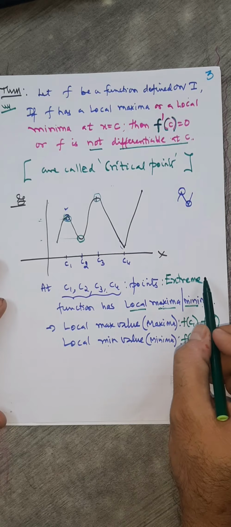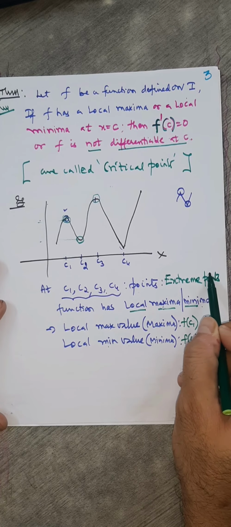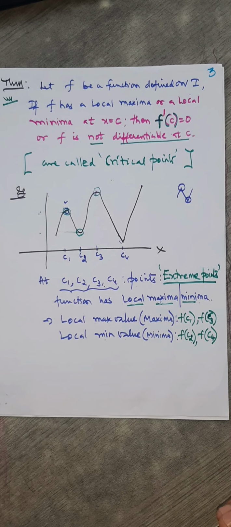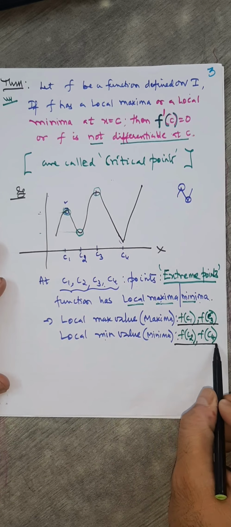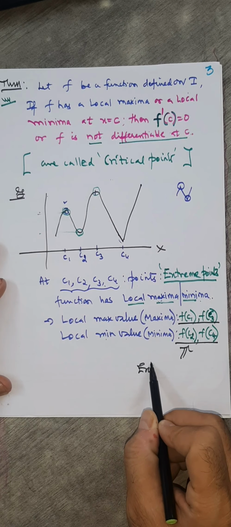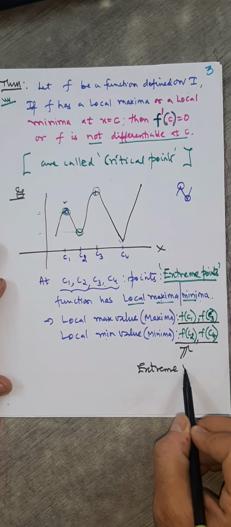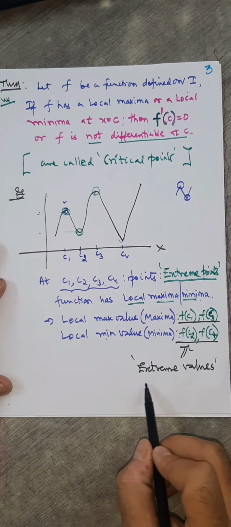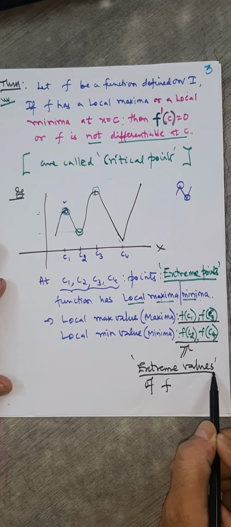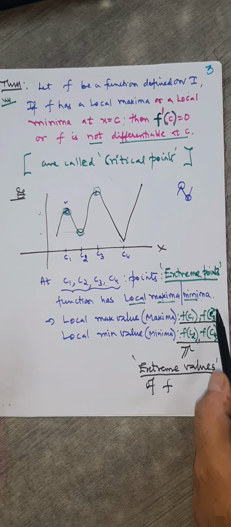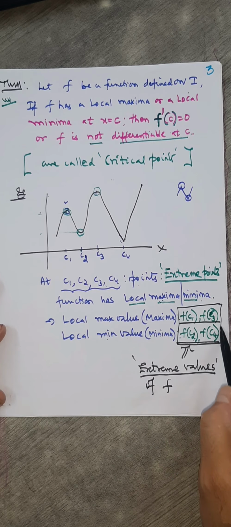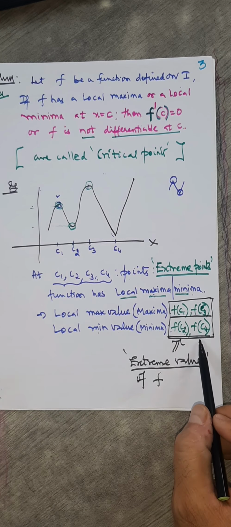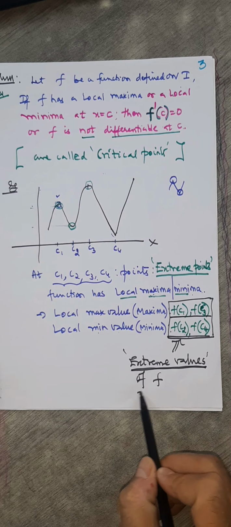Extreme points. There are a number of new terminology today. Extreme points, and these are called extreme values of a function, of course. Extreme values of f. Extreme values means it combines both the words, maxima as well as minima. These are called extreme values of a function. It means both maxima as well as minima.